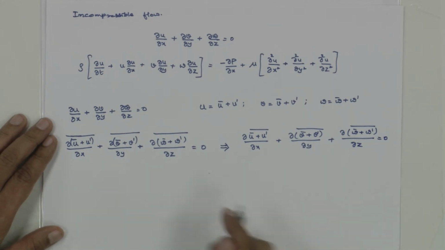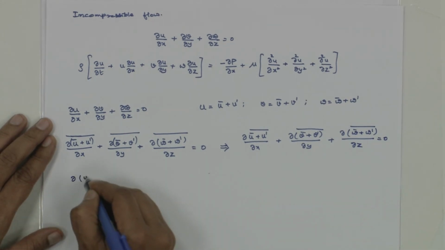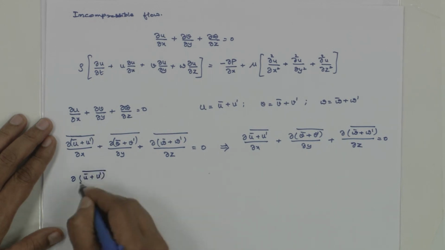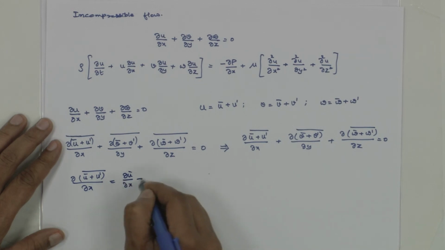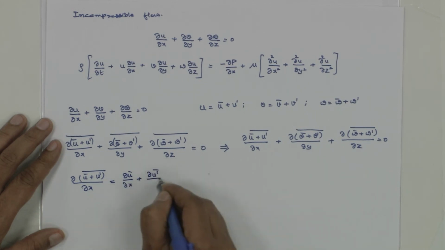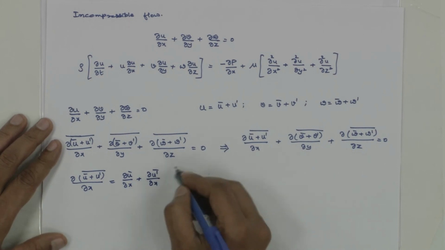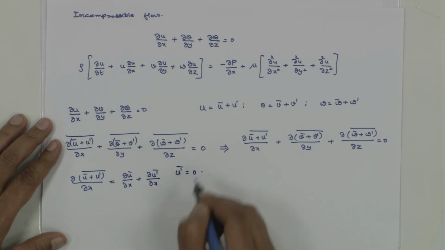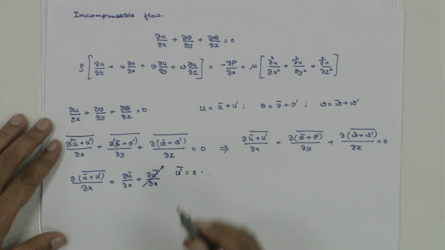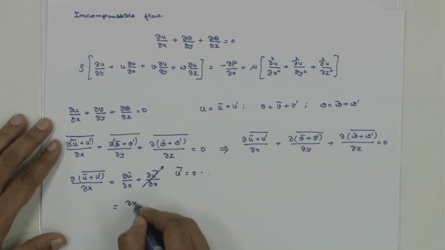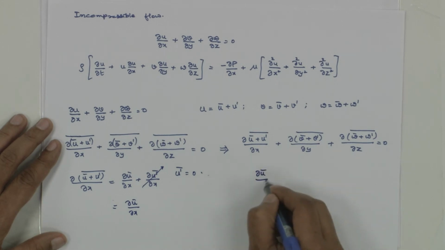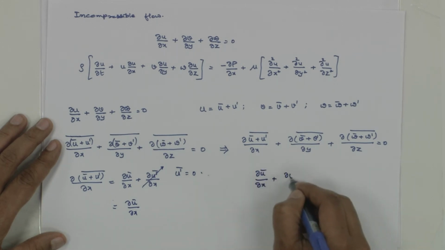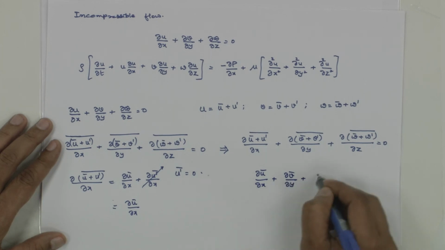Now if I take the del of u bar plus u prime bar by del x term, I can write this as del u bar by del x plus del u prime bar by del x. As we know, u prime bar is 0, so this term vanishes and I get del u bar by del x. So the whole continuity equation reduces to del u bar by del x plus del v bar by del y plus del w bar by del z equal to 0.